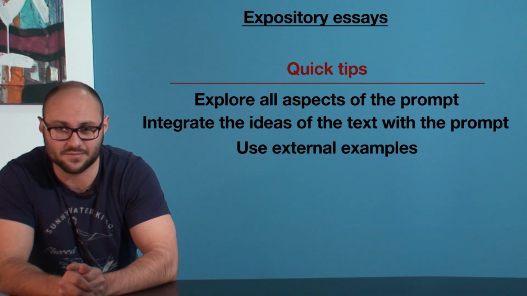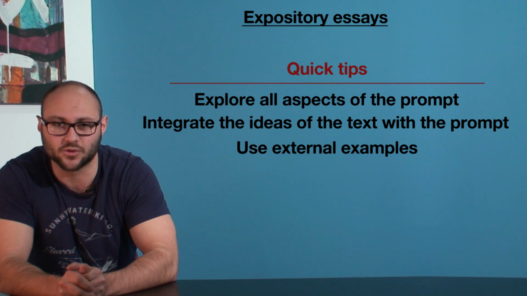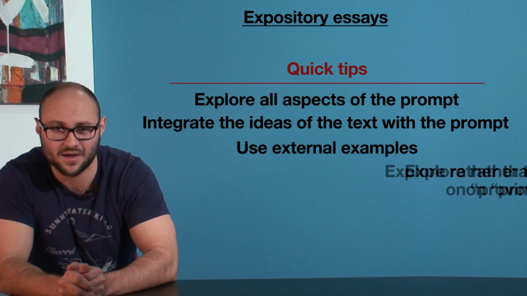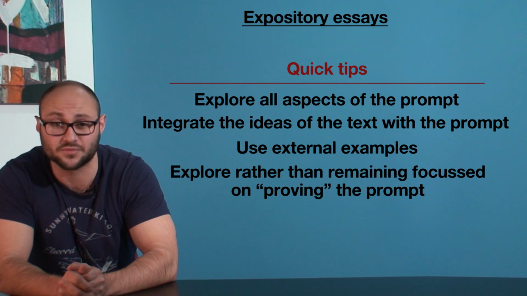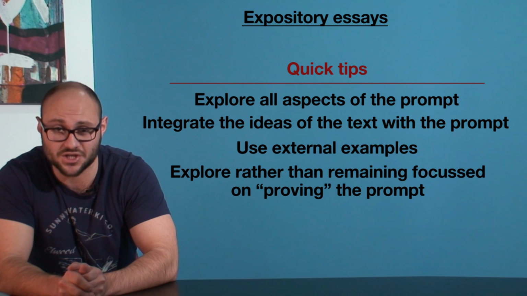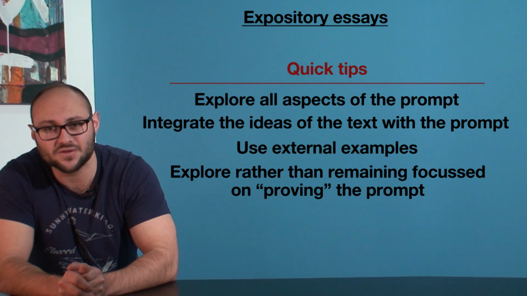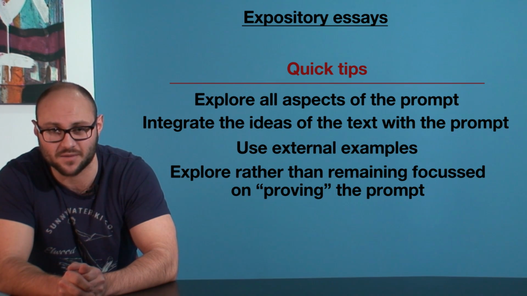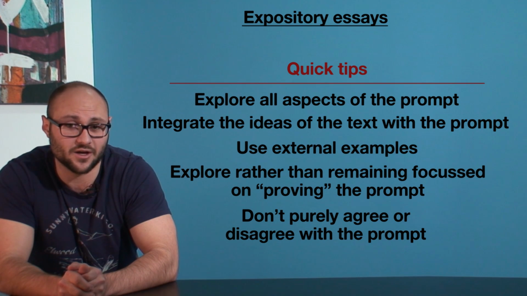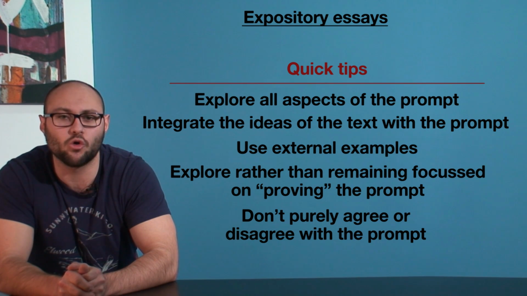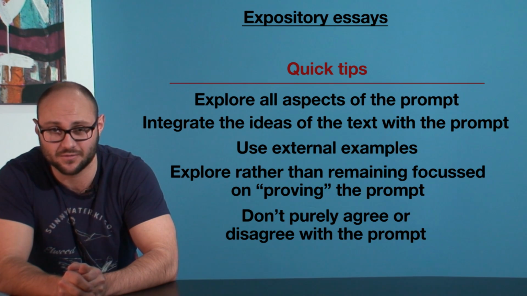Use external examples. Show the assessor that you've thought broadly about context by including some examples you've learned from the wider world. Explore the prompt rather than proving it. Expository doesn't require you to make an argument in the traditional sense. Instead, spend your time exploring the different angles of the prompt. Don't purely agree or disagree with the prompt. Look at all the ways it can be true or untrue.